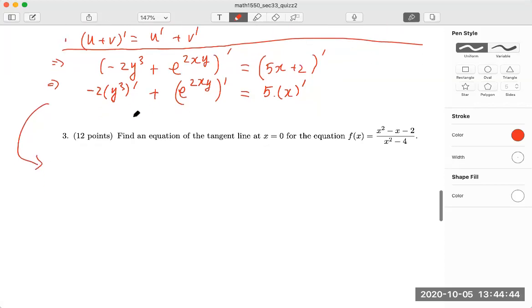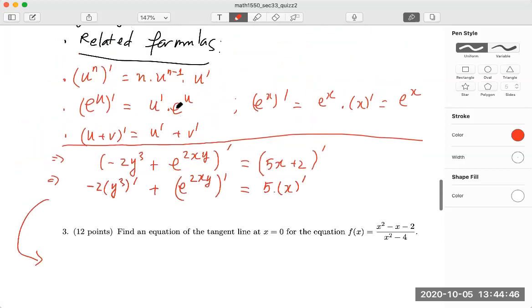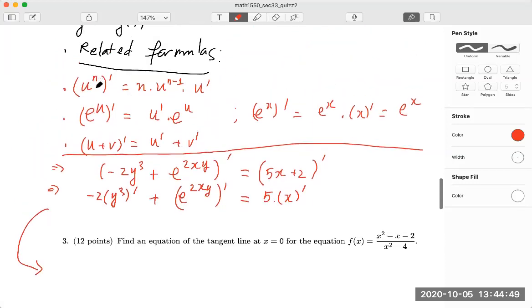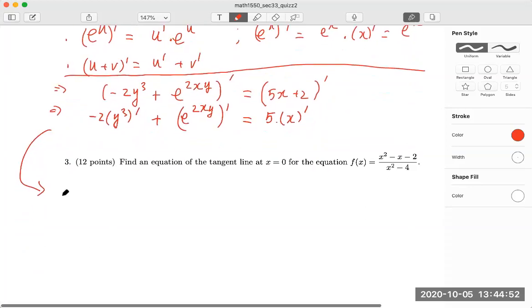Now, the derivative of y cubed. We should use this formula, right? It gives us negative 2 times what? Yes, very good, and y prime. Don't worry, just say it out loud. Thank you, Carrington and Gary.